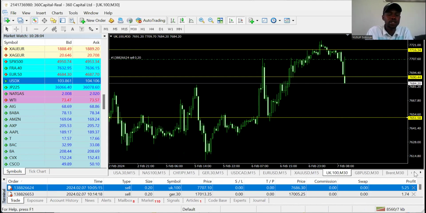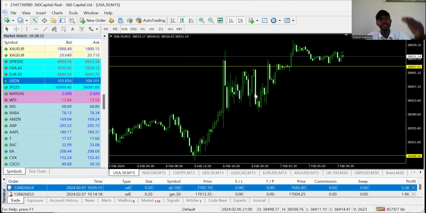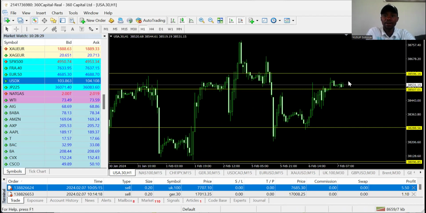The two most important instruments that we will always look at, which work with the dollar correlation, are US30 and NAS100. If you see US30 yesterday, it was on a low. So it was a very good strategy to buy when it's low, and it pushed the price to a higher position. Now it's on a high, sitting a little bit above the price. So I think it might push a little bit to 38,596 as we get closer to the New York session. And then after that, because it's already sitting on a high, it will start dropping.